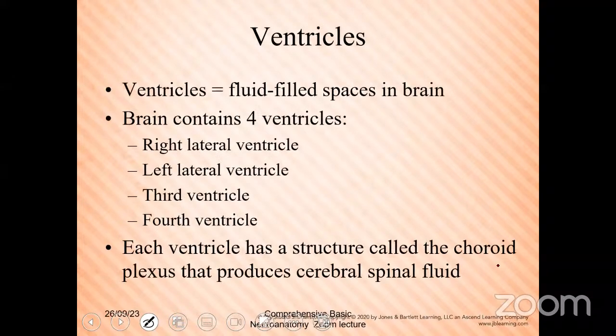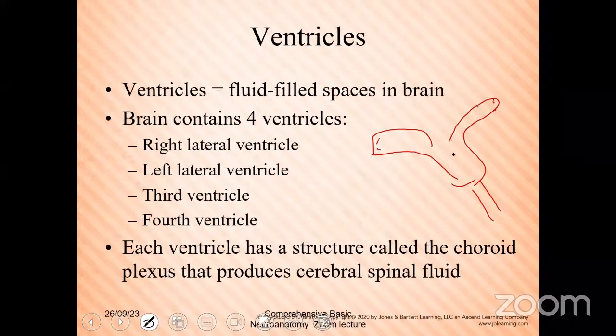That brings us to the part called brain ventricles, fluid-filled spaces in the brain. It contains four ventricles: right lateral ventricle, left lateral ventricle, third ventricle, and fourth ventricle. Each ventricle has a structure called the choroid plexus that produces the cerebrospinal fluid. This choroid plexus is present in the wall. From here, the CSF secretes and goes into the third ventricle, then to the fourth ventricle, and from there goes to the subarachnoid space.